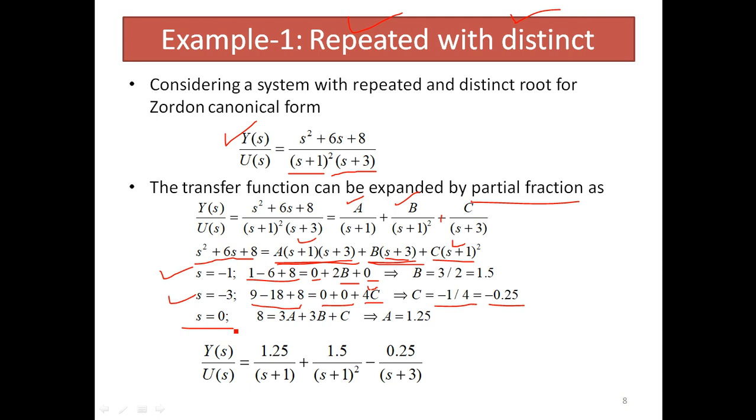For the third term you can consider s equal to 0. By putting the values of B and C, the only unknown parameter is A, so A equal to 1.25. Now put the values of constants A, B, C in this expression. So Y(s) over U(s) equal to 1.25, that is A, value of B is 1.5, and value of C is minus 0.25. So here it is correct.